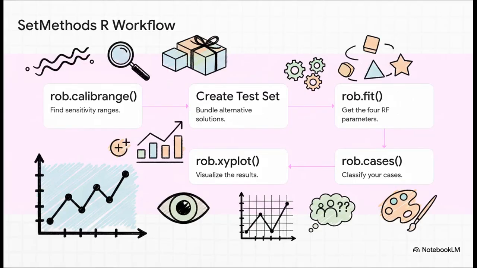And here is the best part for those of us who are actually doing the analysis. You don't have to do this by hand. The SetMethods package in R automates the whole thing, and the workflow makes perfect sense. But you've got to run them in this order. First, you use rob.calibrange to explore your sensitivity. Second, you generate your alternatives and bundle them into your test set. Then you just run rob.fit for the parameters, rob.cases to see what's up with your cases, and finally, rob.exploit to see it all beautifully visualized.